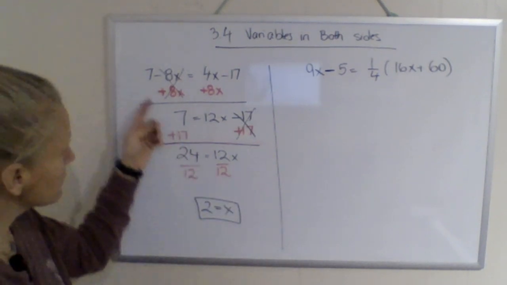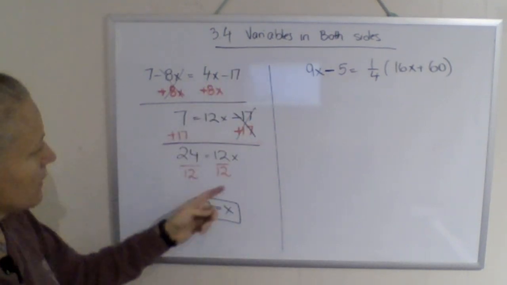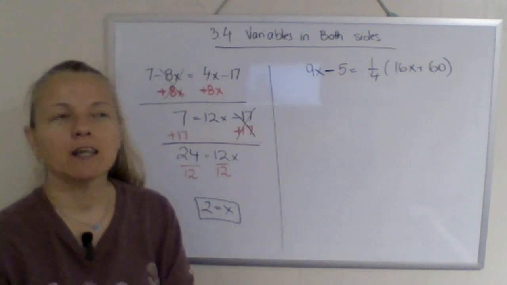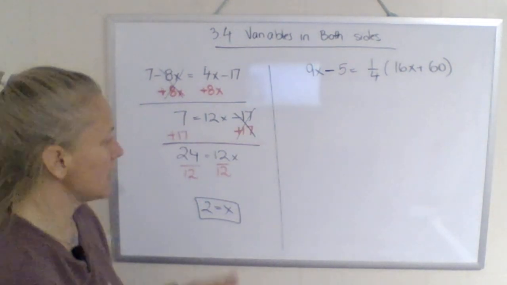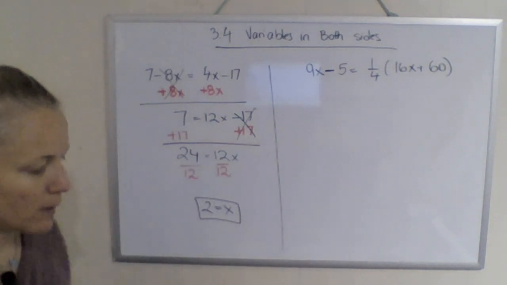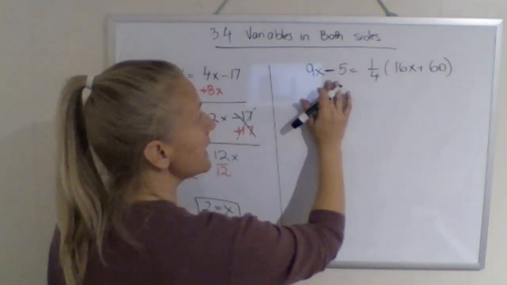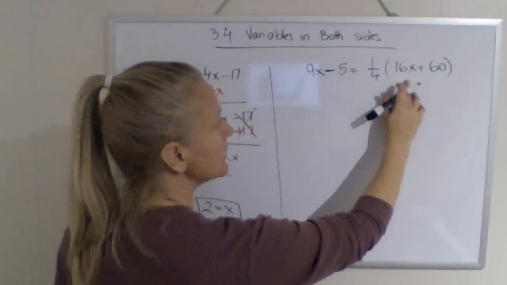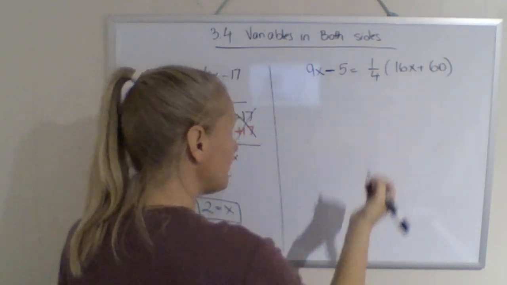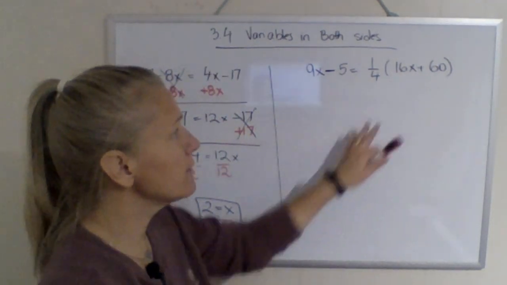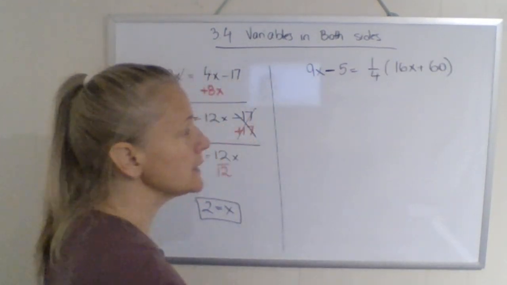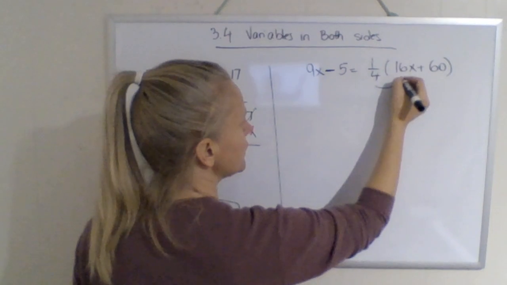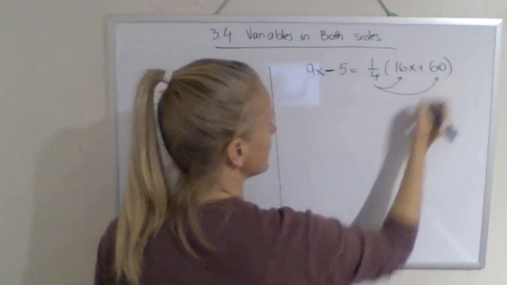So all I had to do was move and work positively so I don't ever have to worry about signs, remembering what kind of division, if I get a negative or a positive and stuff like that. The second example that you had in your book was 9x minus 5 equals 1/4 of 16x plus 60. To be honest with you, I would have never solved this the way they did in the book. I would have gone ahead and multiplied this by 4. But we're going to solve it the way they did in the book, which means they distributed this here.